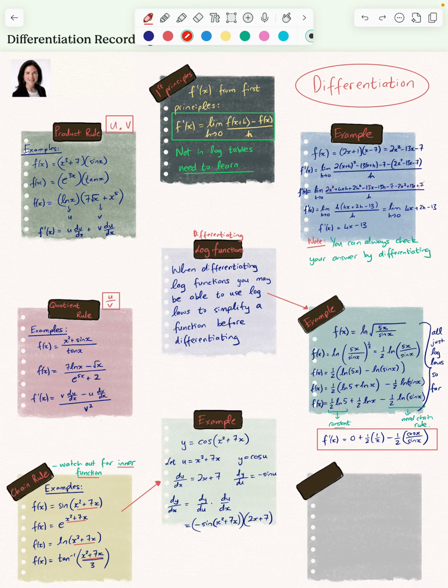Hello everyone, this is your brief summary of differentiation. First principles, your rules, increasing, decreasing, max and min, point of inflection. And then we'll do the rates of change and integration tomorrow. But for today, we'll start off with first principles.